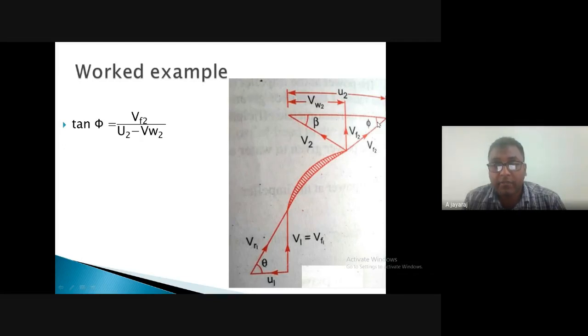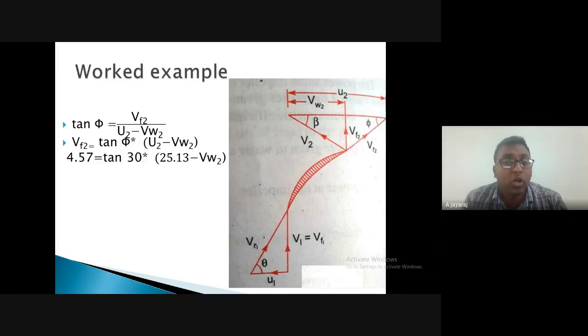Applying tan phi, opposite by adjacent side, the opposite is Vf2. Vf2 was equal to Vf1. I know the value of phi as 30 degrees, so I can easily find the distance of this side of the triangle. Rearranging the equation to find Vf2, by cross multiplying, tan phi into (U2 minus Vw2). Applying the tan function here, I'll be able to find the value of whirl at the exit, that is 17.215 meters per second.